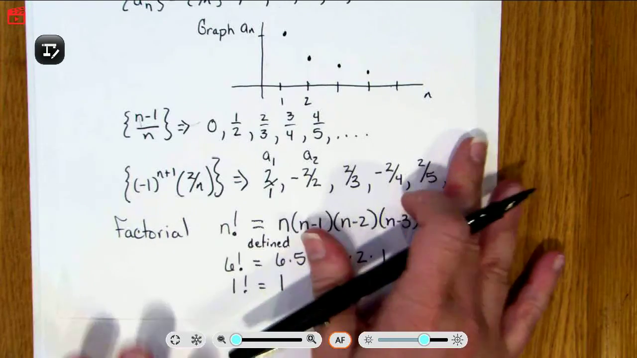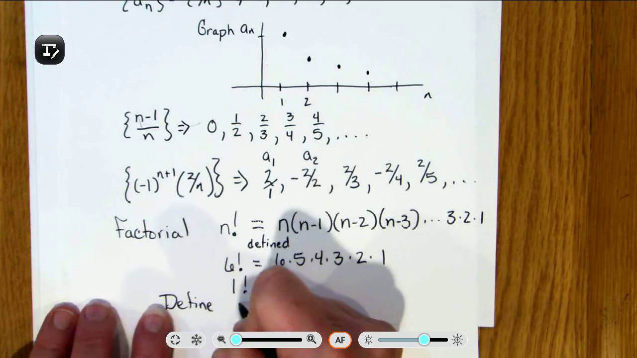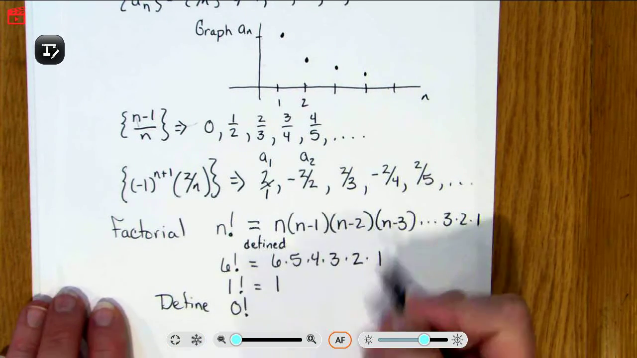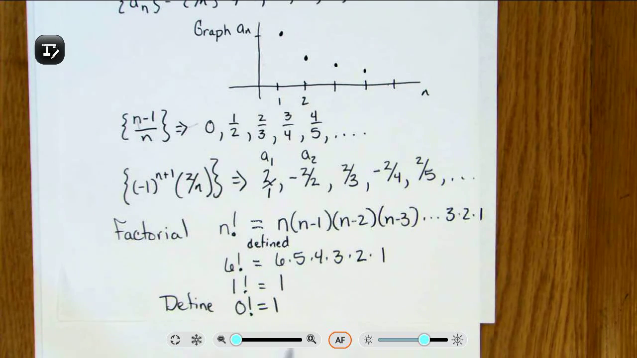We do have a special definition. We do define 0 factorial to also be 1. And the reason for that is so some of our probability pieces will actually work out. Those of you that go on further into math courses and start doing some proofs, some theoretical type proofs, this 0 factorial shows up occasionally, and you got to remember that it is 1.